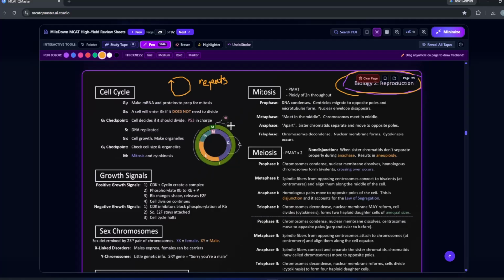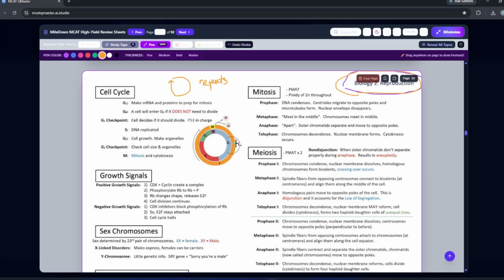So first is G1. I'm not sure if it's easier to see in light mode. It's a little bit easier to see in light mode, but it's hurting my eyes a little because I'm doing this at night.